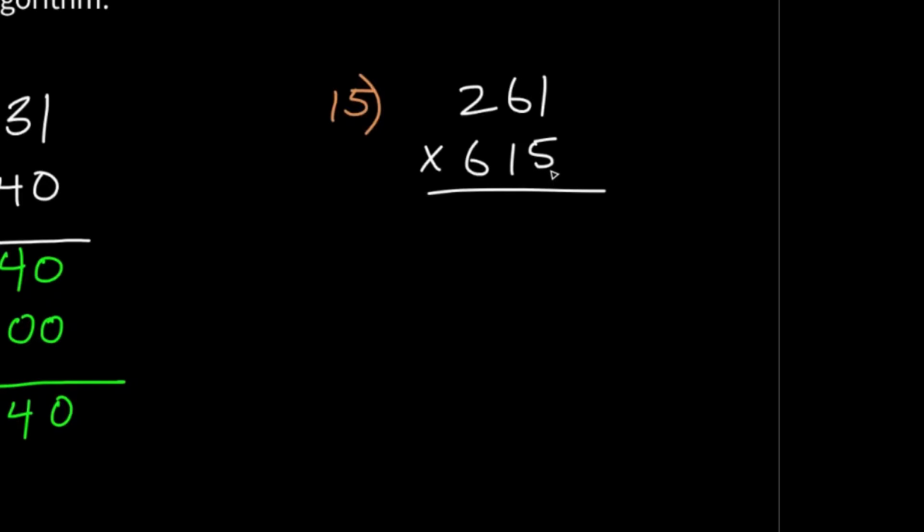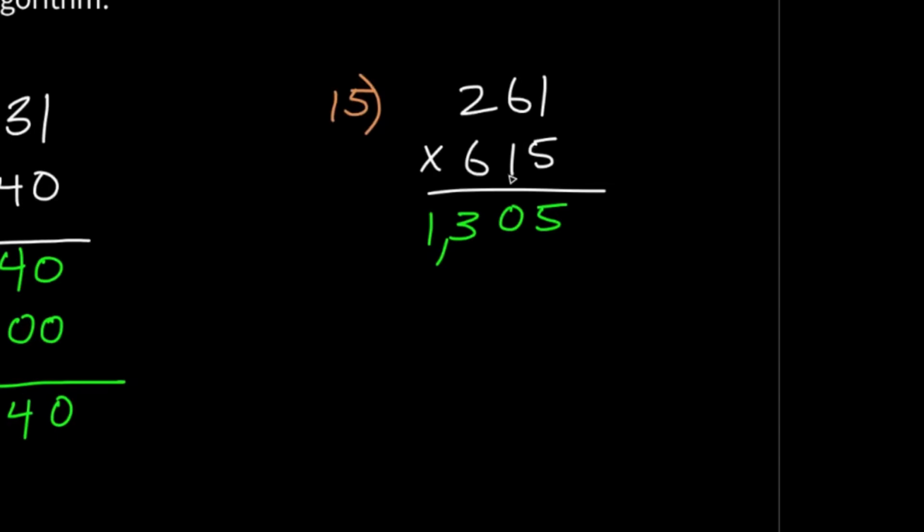Number 15, we have 261 times 615. So we start with the ones place. 5 times 1 is 5. 5 times 6 is 30. We carry that 3. 5 times 2 is 10, plus 3, 13. Let's get rid of these marks so we don't confuse ourselves.